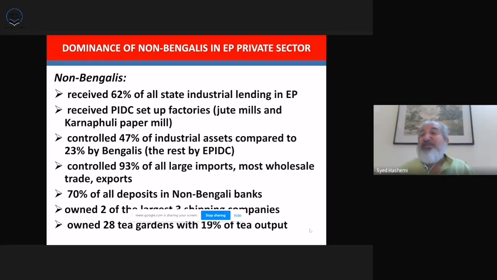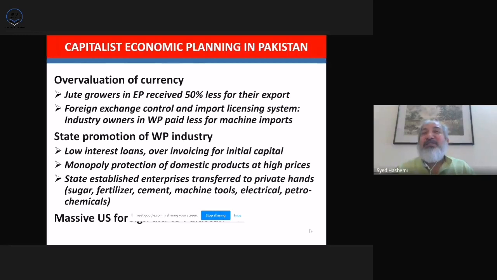They controlled 93% of all imports and most wholesale trade. And they owned the banks. So 70% of all bank deposits in East Pakistan were in non-Bengali banks. And they owned two of the largest 3 shipping companies and 19% of all tea outputs. So once again, whatever there was in East Pakistan, it was little compared to West Pakistan, but that too was owned by non-Bengalis.